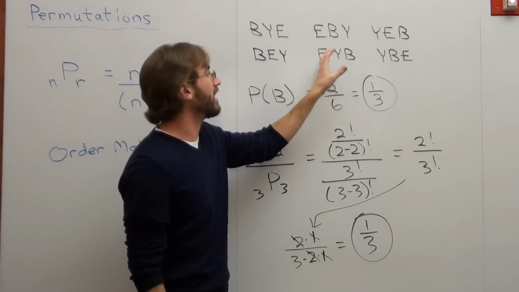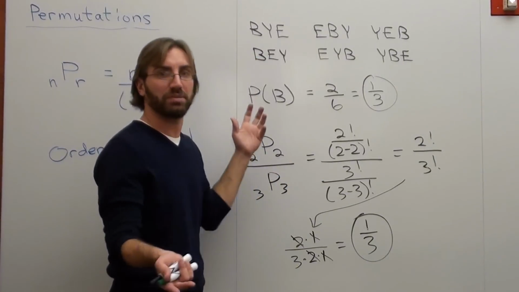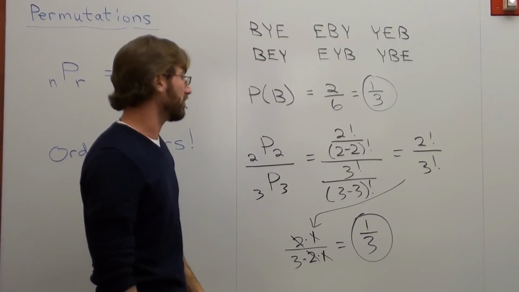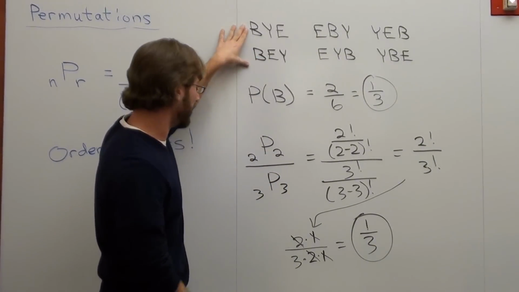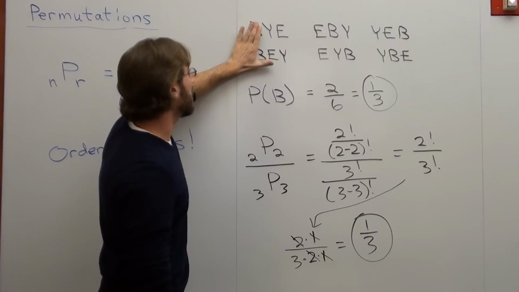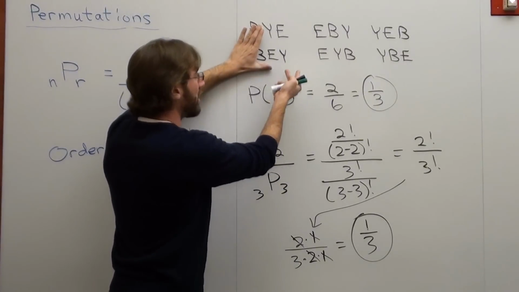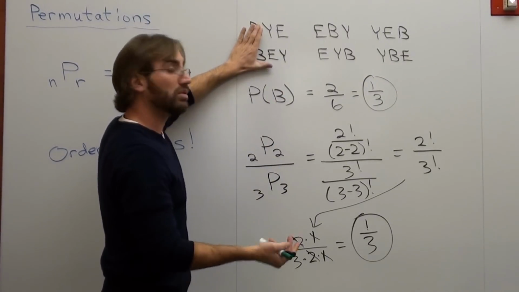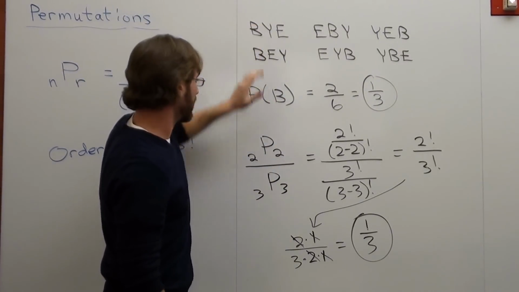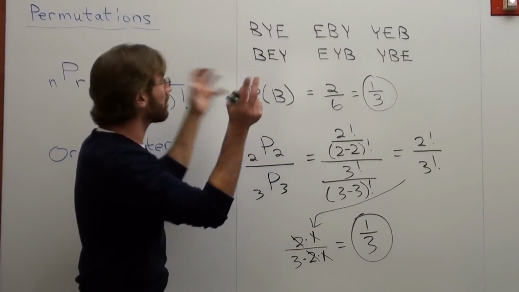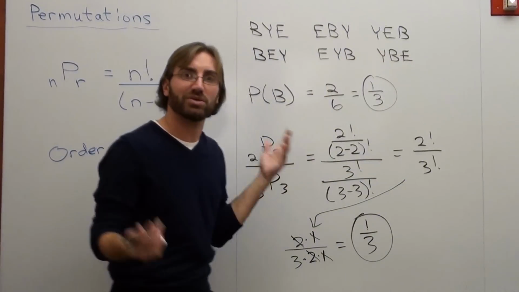You wouldn't want to write it out if this was a 10-letter word with no repeating letters. So it's just a cool way of doing it. You assume that the first letter is fixed, and you're only working with 2 letters, and you're rearranging those 2 letters. So that gives you 2 outcomes, and it's over the total in the whole sample space, which is 6.